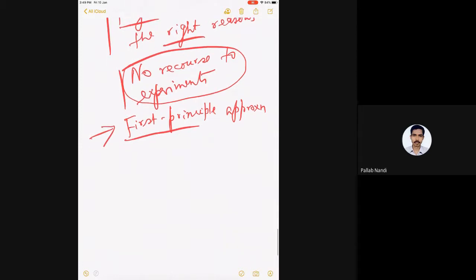There is another word for this, and I'm going to introduce this, and that is called the ab initio approximation or ab initio methods.